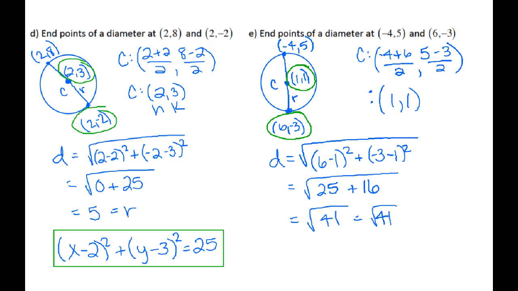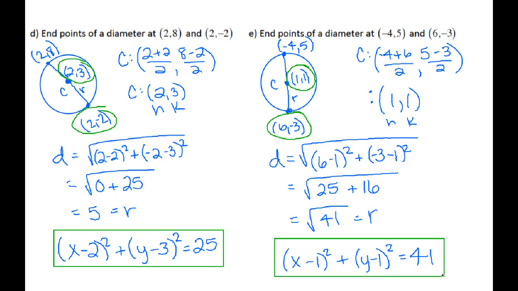Oh, I don't know why I wrote that twice. I meant to write r. Alright, so I have my center, which is h, k. I have my r. I can go ahead and write the equation. So I have x minus 1 quantity squared plus y minus 1 quantity squared equals r squared, but when I square a square root, it cancels, so that's going to equal 41. And there's your equation in standard form. Alright, so again, key points. To be able to write the equation, you need 2 pieces of information. You need your center, your h, k, and you need r.